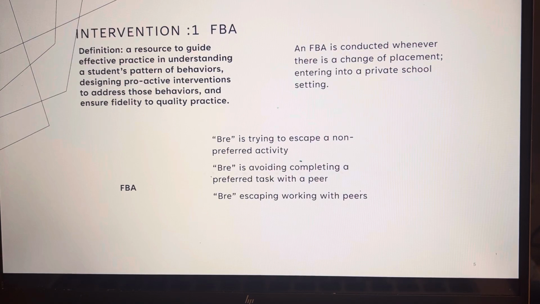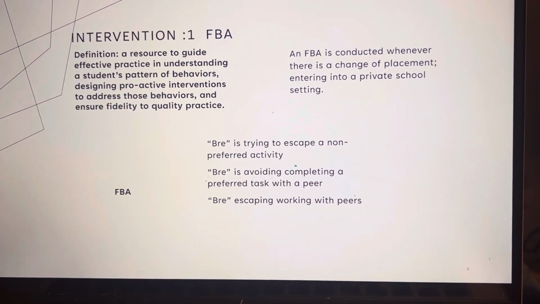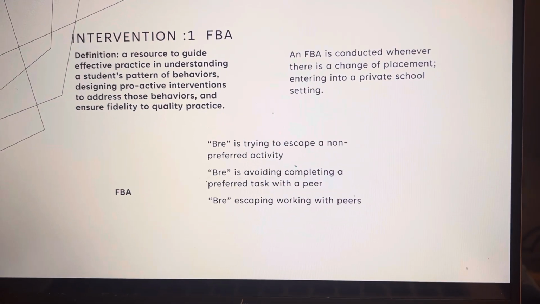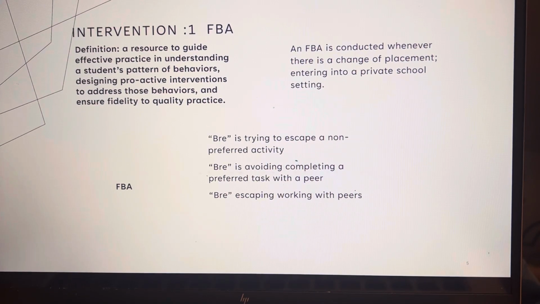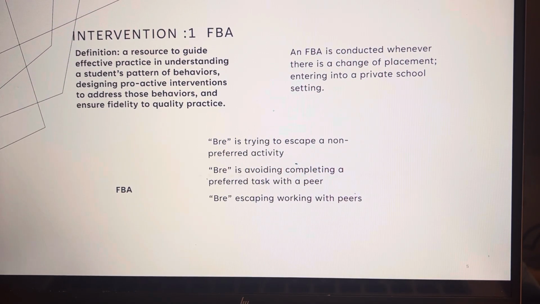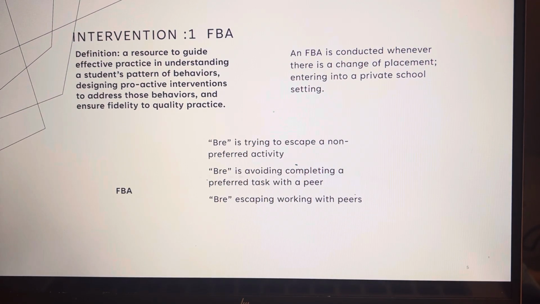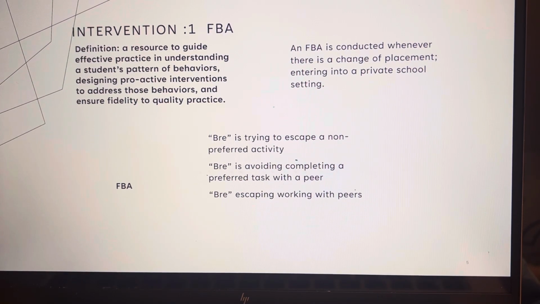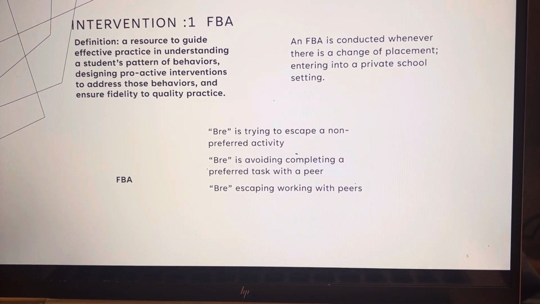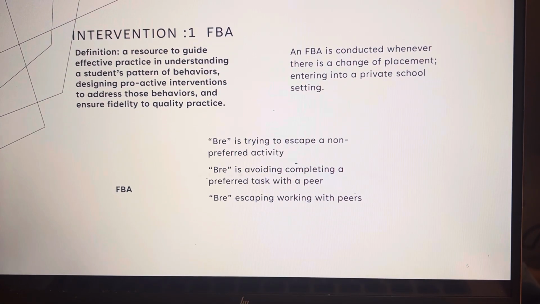Students sometimes tend to have behaviors in different settings if they're supported in the right way. So our job at this school is to create an FBA right from the start so we can get a hold of the behavior and how we can shape it. So an FBA is a resource to guide effective practice in understanding a student's pattern of behaviors. Why is this happening? What's triggering this behavior? What does the behavior look like? And then consequences. What different things can we do to make sure that this behavior is not happening more and more? We want to limit that behavior and shape it.